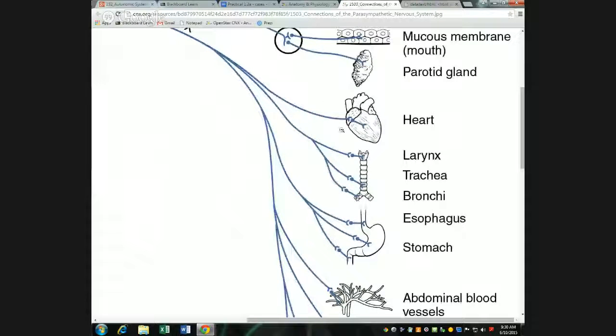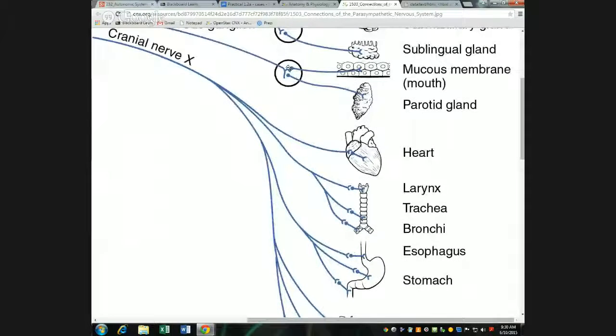So I'm just zooming in here. Here's part of the picture where we see a preganglionic fiber reaching a ganglion, and then postganglionic fibers going to the target, which happen to be components of the salivary system there. Or here we see a preganglionic fiber synapsing on something that's pretty much in the wall of the heart, or pretty much in the wall of the respiratory tract, or pretty much in the wall of the digestive tract. Okay.